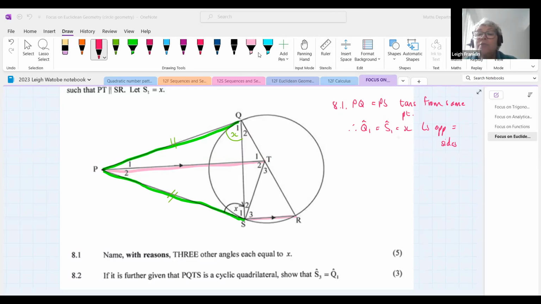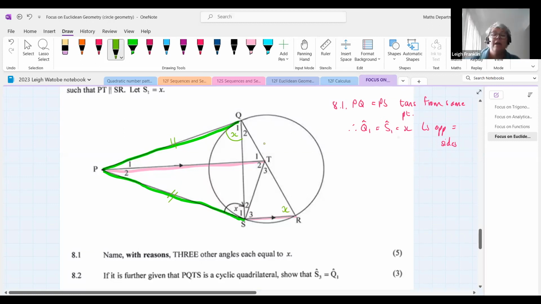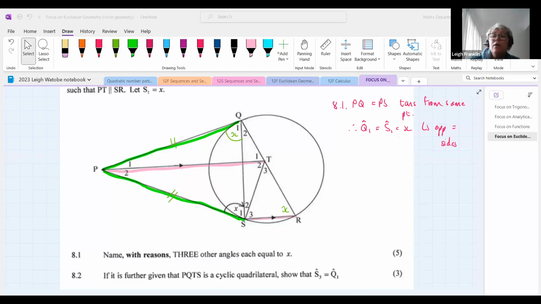Good. All right, tan chord theorem. The angle between the tangent and the chord is equal to the angle in the alternate segment. So line PS is a tangent, QS is the chord, and the chord goes to the circle at R. Both Q1 and S1 can be used to say that R is equal to X because of tan chord theorem. Good. So we've got 2 angles so far.